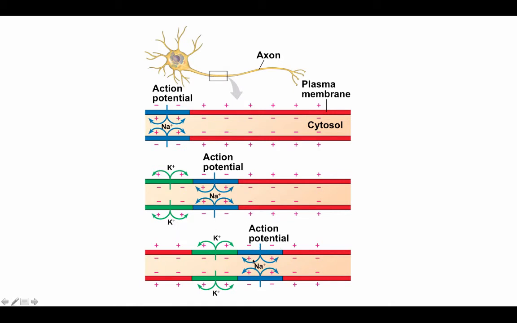So this is the way that action potential is propagated in a wave all the way down the length of the axon. And remember, this is an action potential that's being constantly regenerated, so it's not going to lose any strength as it moves along. It can go down the entire length of the axon, no matter how long it is.